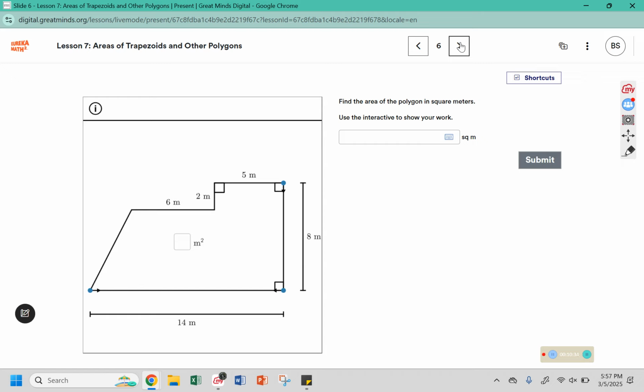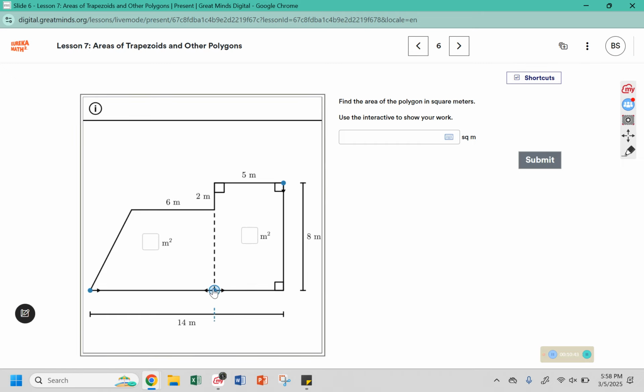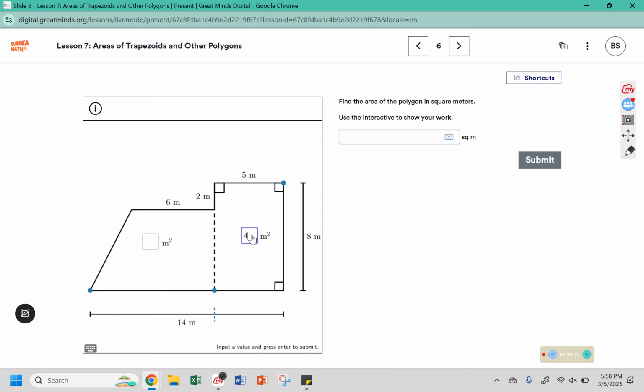Find the area of the polygon in square meters. Use the interactive to show your work. So I'm going to break it up into shapes that I know how to find the area of. There's a rectangle. It has a 5 base and an 8 for its height. Base times height, 5 times 8 is 40.